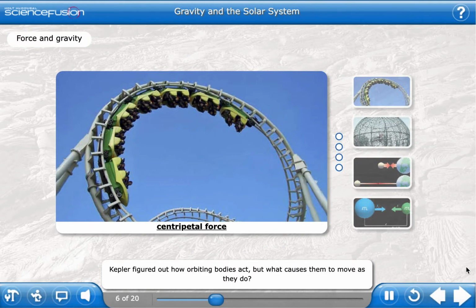Kepler figured out how orbiting bodies act, but what causes them to move as they do? Click the images to learn more.